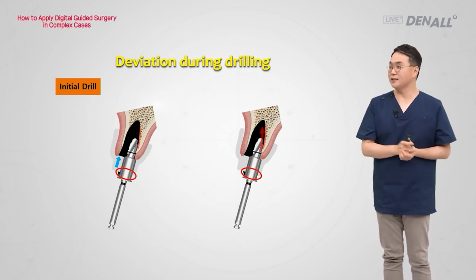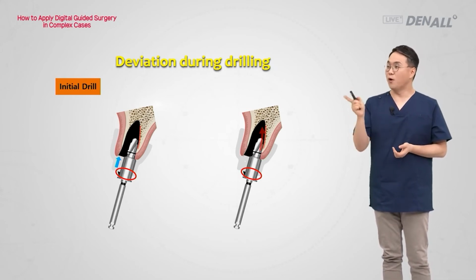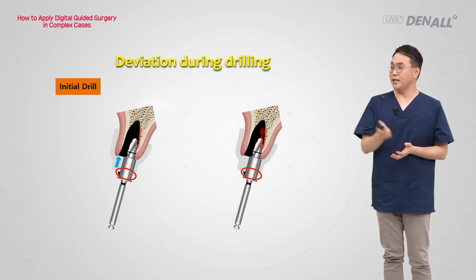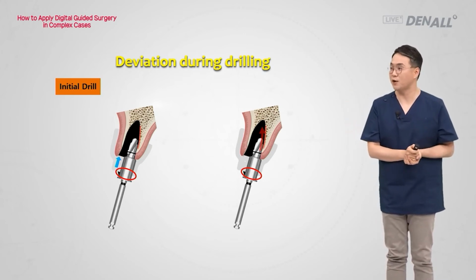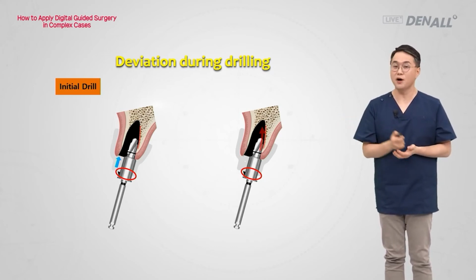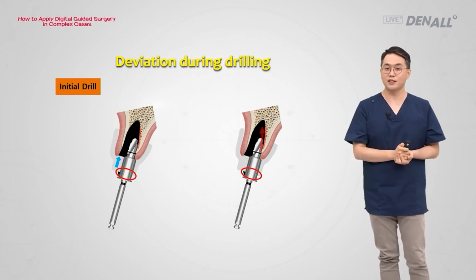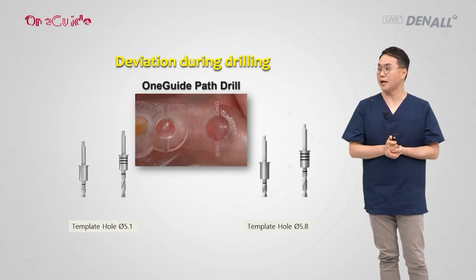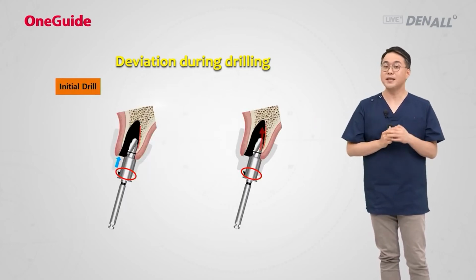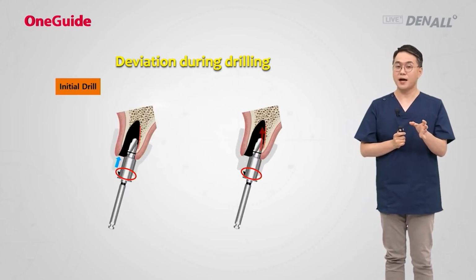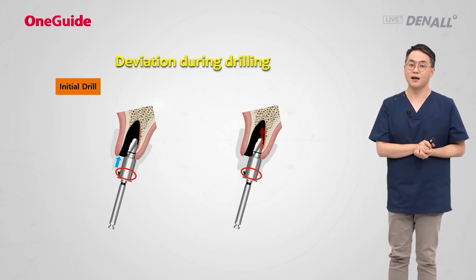This happens if you use the OneGuide drill or initial drill. It is okay if the apex of the initial drill in the kit makes an early contact on the palatal wall, but if an initial drill side wall which does not have a cutting blade touches the palatal wall, what will happen? It will be pushed, it will slip, leading to the guide tilting or even fracture.